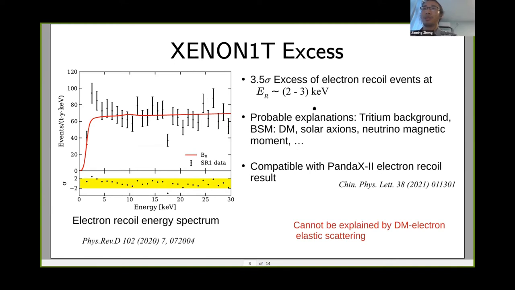So let me briefly review the Xenon1T excess. So last year, the XENON collaboration reported a 3.5 sigma excess of electron recoil events at energy around 2.3 keV, which is this bump here. There are a lot of possible explanations to this excess. It might be just due to the tritium background that was not identified in the setup of the experiment, or it might be due to beyond the standard model physics, such as dark matter, solar axions, solar neutrino magnetic moment, et cetera. So the PandaX collaboration also looked at the same energy range, and due to the same tritium background, they were not able to either confirm or disprove the new physics explanation of the Xenon1T excess.